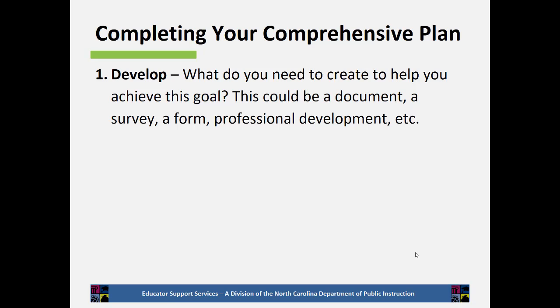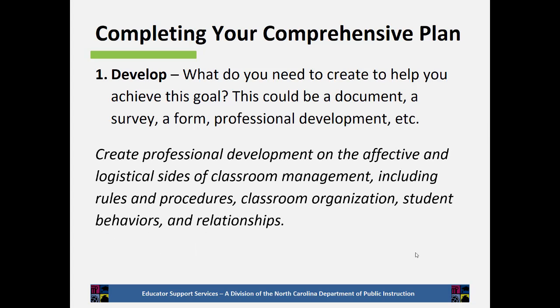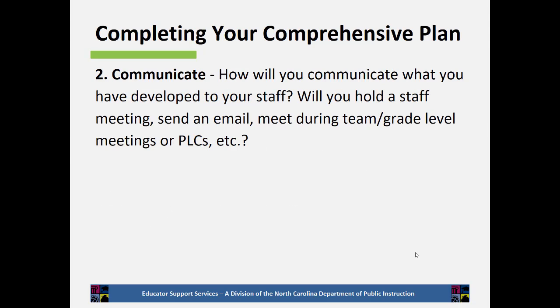So the first one is to develop. So thinking about what do you need to create to help you achieve your goal. It could be a document, a survey, a form, some kind of professional development. Maybe you don't have to create anything at all, but again, it depends on what you're trying to achieve. So our sample action step is to create professional development on the effective and logistical sides of classroom management, including rules and procedures, classroom organization, student behaviors, and relationships.